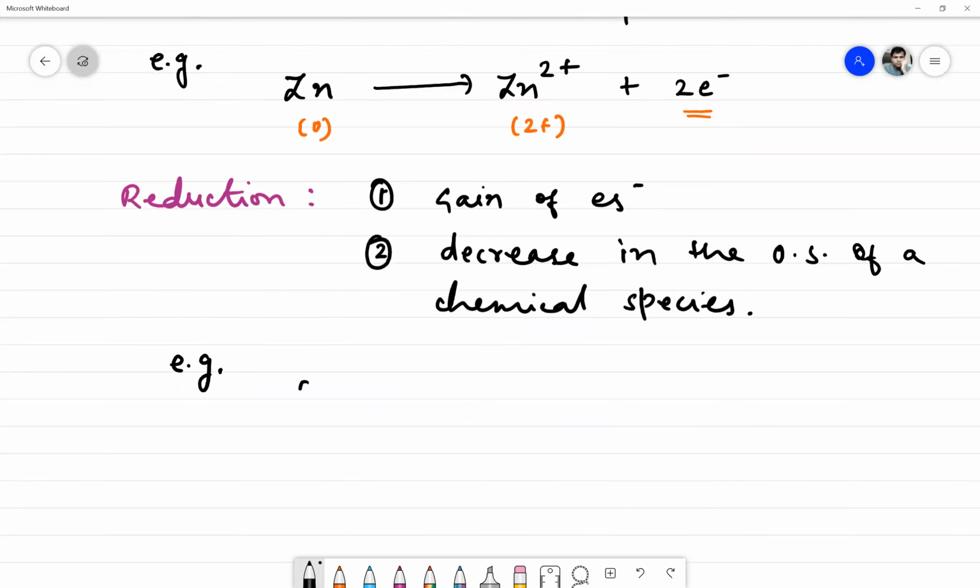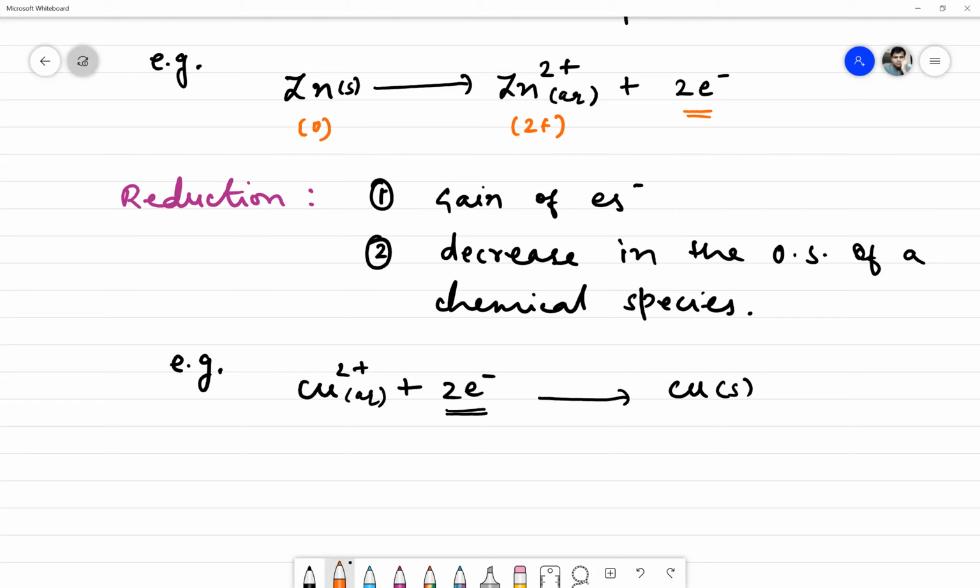For example, copper metal ion present in the solution accepts two electrons and gets converted to copper metal, so solid copper metal, and this is the aqueous form. All right, so here copper metal is solid and the ion is in aqueous form. So in this case, what do you see? There is the gain of two electrons by the copper 2 plus metal ions, and also you can see the change in the oxidation state of copper here. It changes from +2 to 0. So there is a decrease in the oxidation state of the copper species. So that's why this reaction is called a reduction reaction.